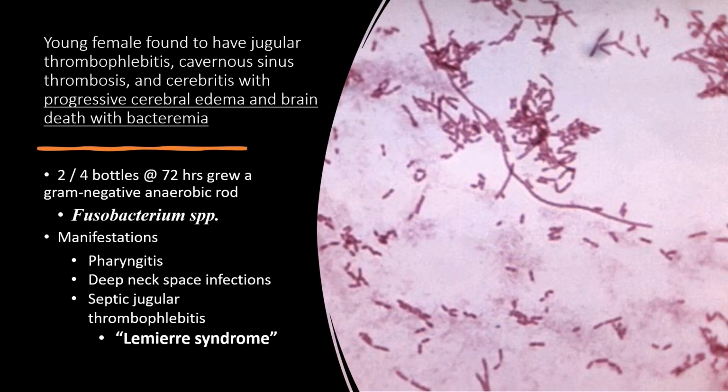We know that Fusobacterium can lead to Lemierre syndrome, which causes pharyngitis, a deep neck space infection, and septic jugular thrombophlebitis. This was an otherwise healthy young woman who had a very severe manifestation of this, ultimately leading to her death.